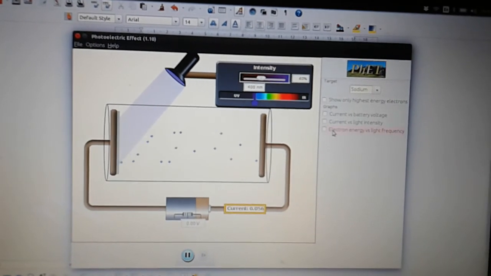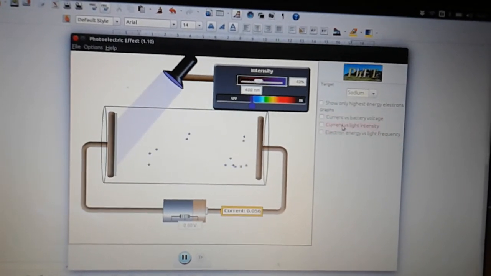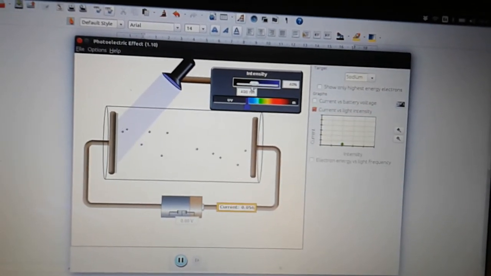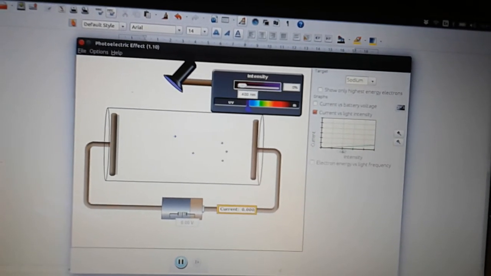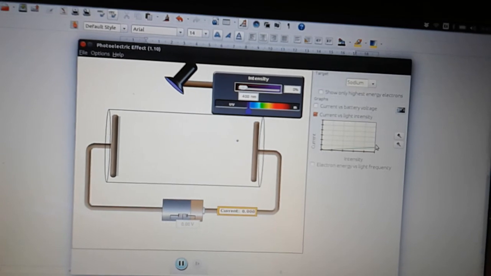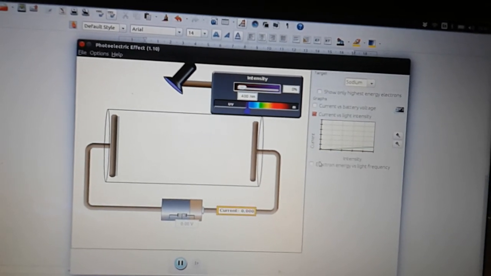Over on the right here we can graph that, so current versus light intensity. If I change that slider, here you go, we can see that, yep, as light intensity increases, so too does the current.